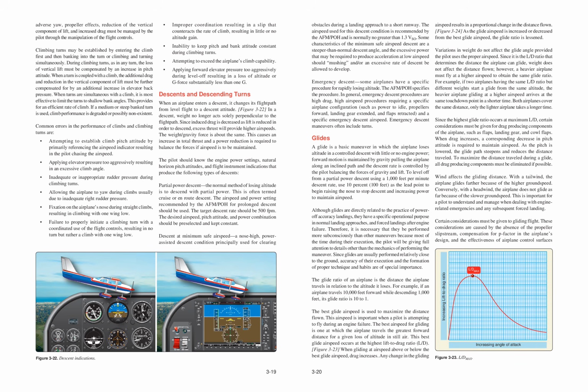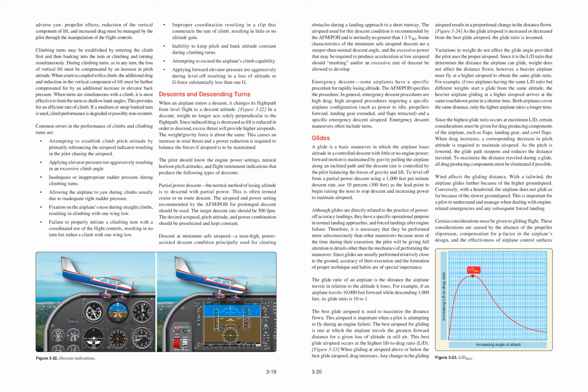to develop. Emergency descent. Some airplanes have a specific procedure for rapidly losing altitude. The AFM/POH specifies the procedure. In general, emergency descent procedures are high drag, high airspeed procedures requiring a specific airplane configuration, such as power to idle, propellers forward, landing gear extended, and flaps retracted, and a specific emergency descent airspeed. Emergency descent maneuvers often include turns.